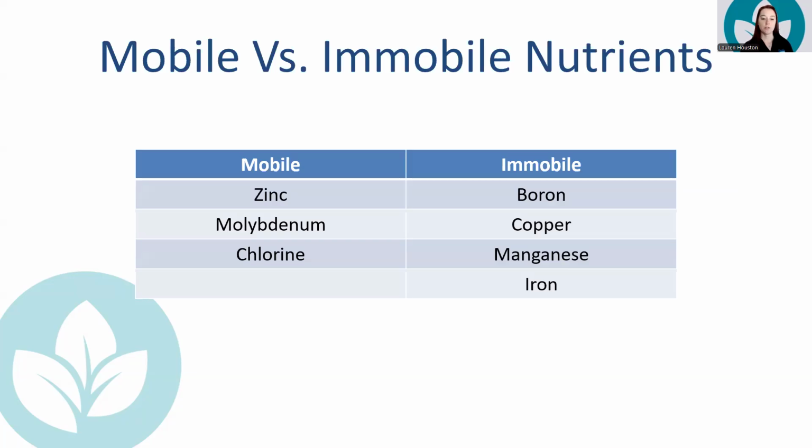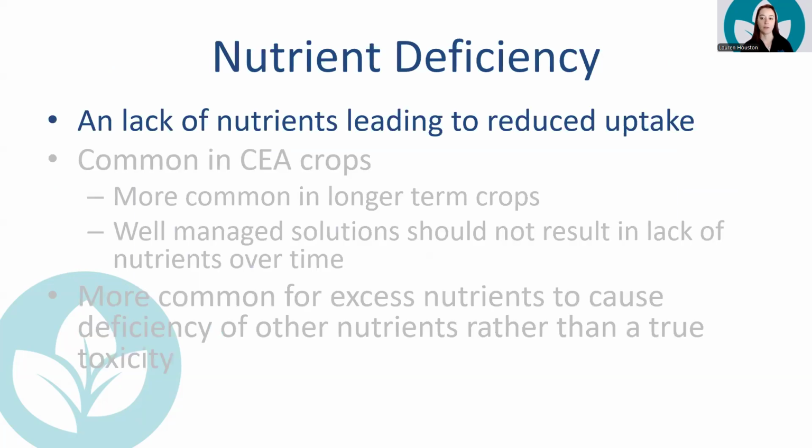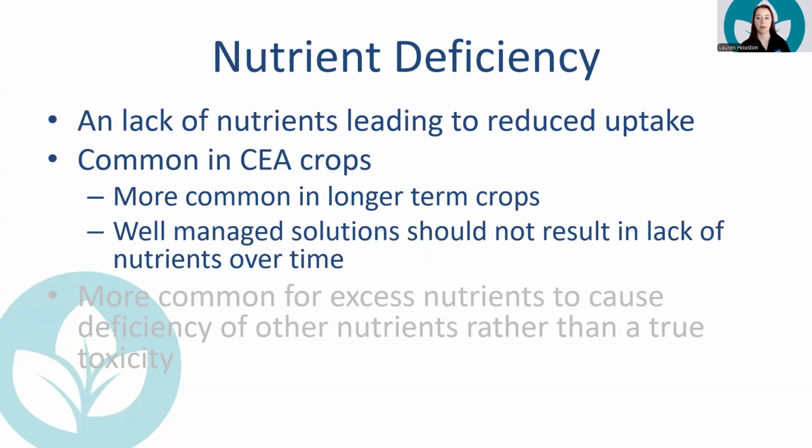Mobile nutrients include zinc, molybdenum, and chloride, and immobile nutrients are boron, copper, manganese, and iron. Next, let's talk about what a deficiency really is. A true deficiency is caused by a lack of nutrients and reduced plant uptake because of that lack of nutrients.